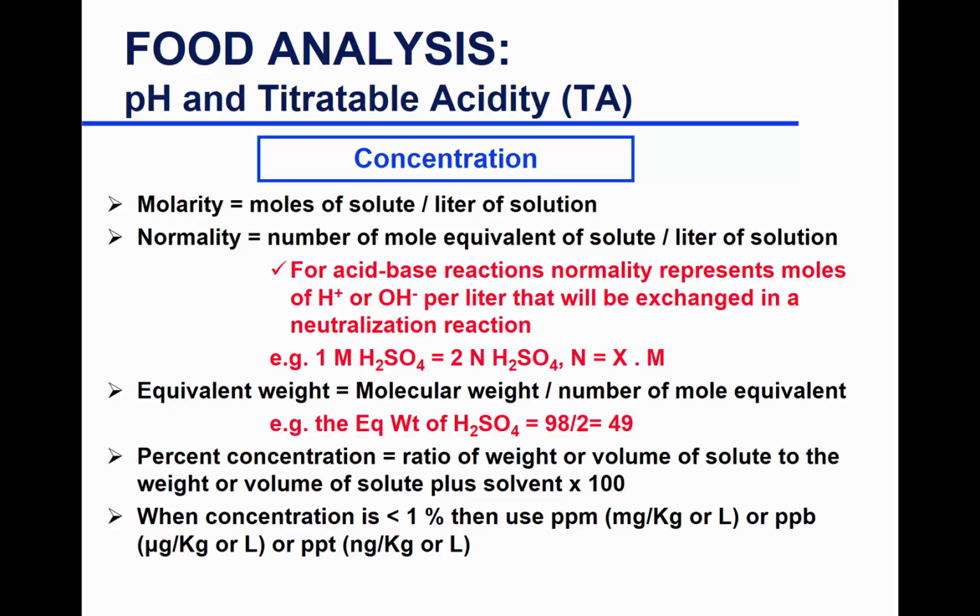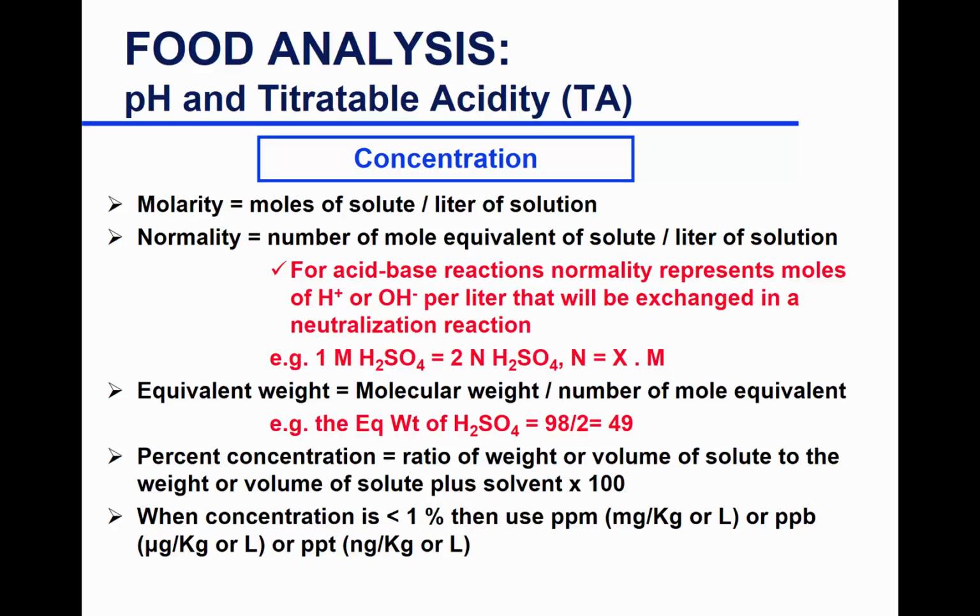So for example, in H2SO4, you have 2 protons. So the number of mole equivalents of H2SO4 is 2. HCl is 1 because you have 1 proton. NaOH is 1 because you have 1 OH. Calcium hydroxide is 2 because you have 2 hydroxyls. So it has to be directly related to the number of the protons and hydroxyl groups.